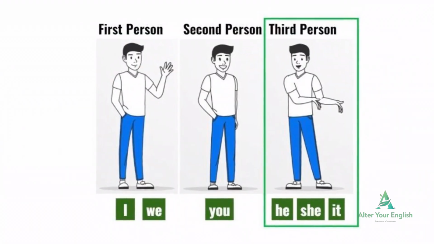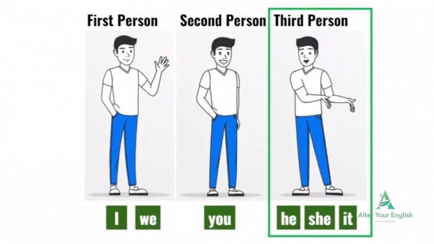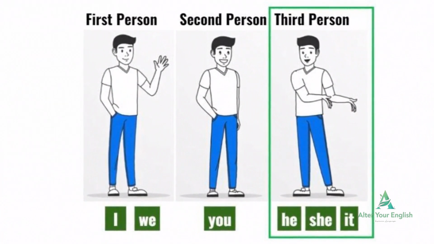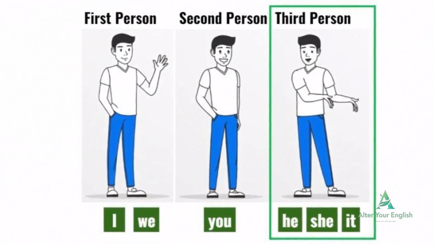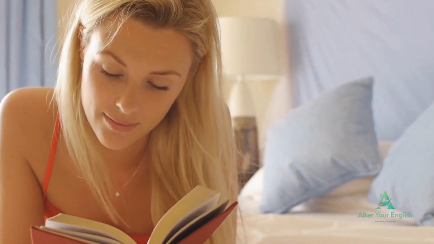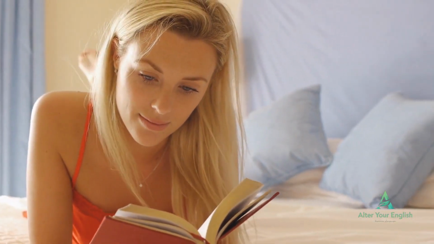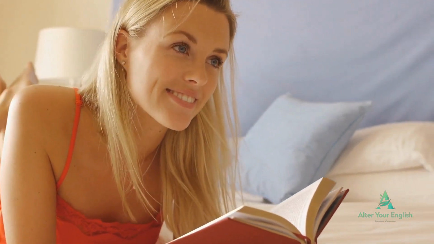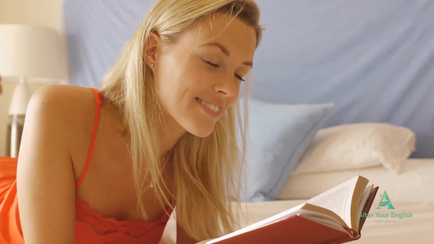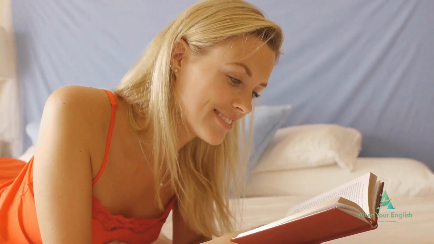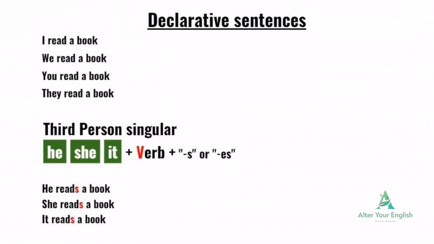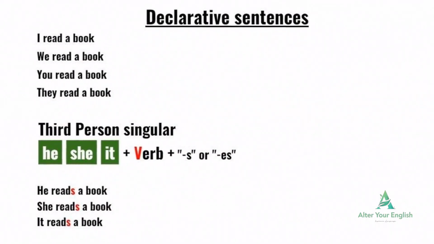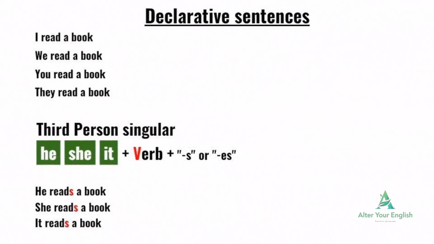Keep in mind that in English, for the third person singular, he, she, it, we need to add s or es at the end of the verb. For example, she reads a book before bed. Please note that we add s to the verb read since she is a third person singular. We need to do the same thing for he and it.